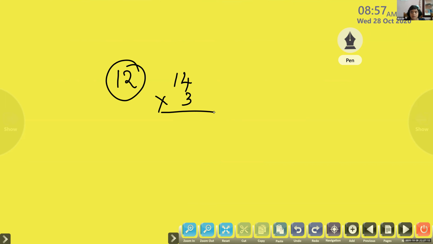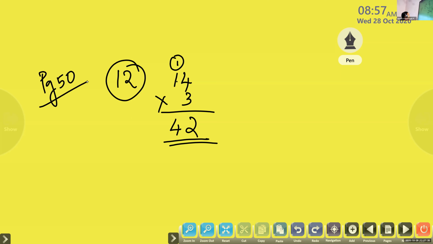42. 3 fours are 12. 1 is carry over. 3 into 1? 3. 3 plus 1? 4. So what's the answer? 42. Children, check whether you got the answer. We are doing now page number 50. This is question number 12.